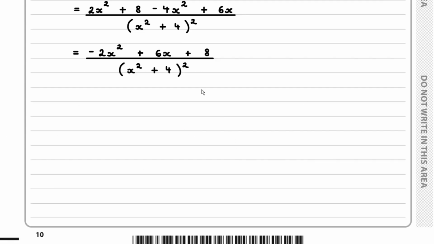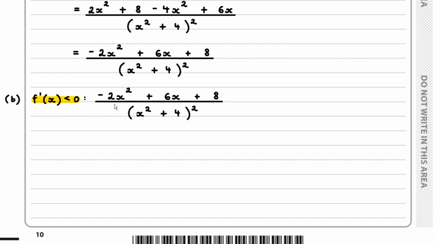So, for part B, if f is decreasing, that means f dash of x is less than 0. So we have f dash of x, that's negative 2x squared plus 6x plus 8 over x squared plus 4 squared. This must be less than 0. And if we simplify, you will find negative 2x squared plus 6x plus 8 being less than 0. Let's find the critical values.